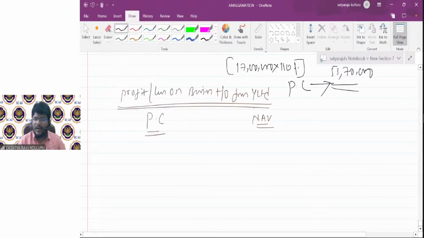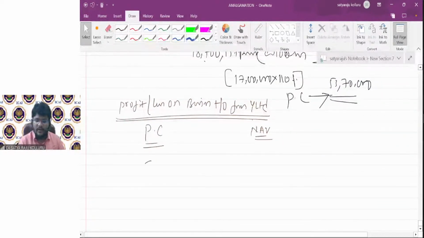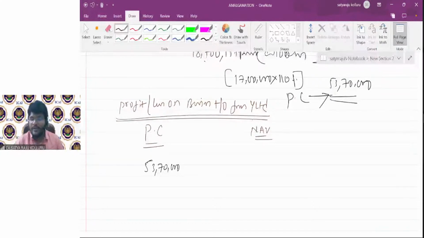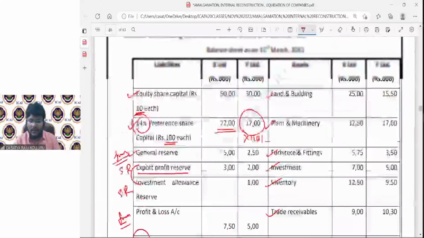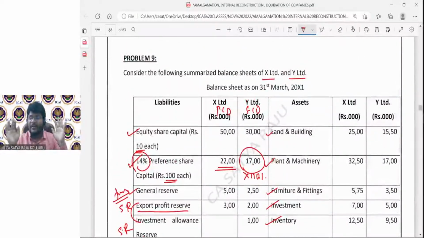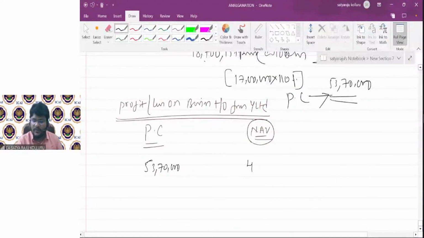Now tell me, PC you already calculated. How much you got the PC? 53 lakh 70,000. Sir, if the amalgamation is in the nature of merger, then net asset value is nothing but share capital of the selling company, na? Then no need to compare assets and liabilities. No need to reduce assets taken over at agreed value less liabilities taken over at agreed value. Directly, NAV of the business taken over is nothing but share capital of the selling company. In Y Limited, the share capital is how much? 30 lakhs plus 17 lakhs, which is equal to 47 lakhs.